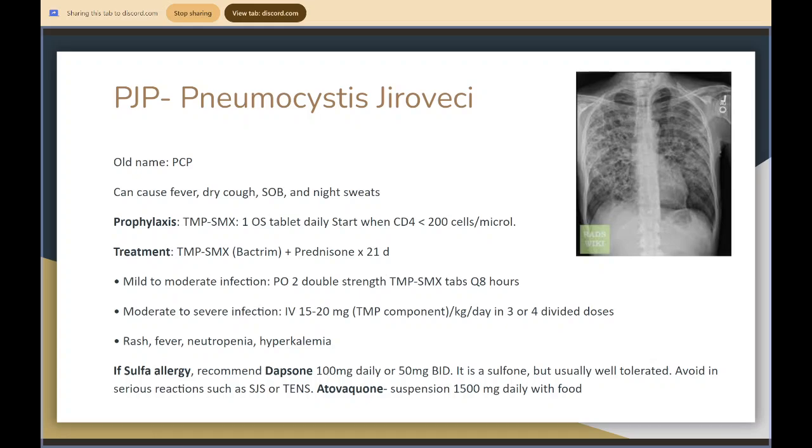If there's a sulfa allergy, this is very important, we recommend dapsone. You can do 100 mg QD or 50 mg BID. Now, dapsone is a sulfone, but it's usually well tolerated. We will avoid it if the patient has a serious reaction to sulfa, such as Stevens-Johnson or TEN. Atovaquone is another alternative. We do 1500 milligram daily suspension with food.